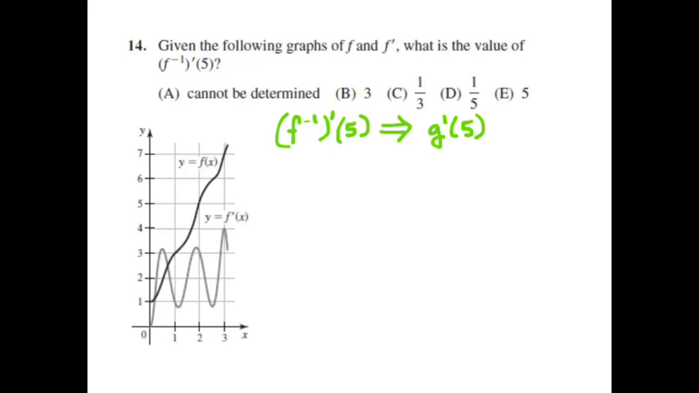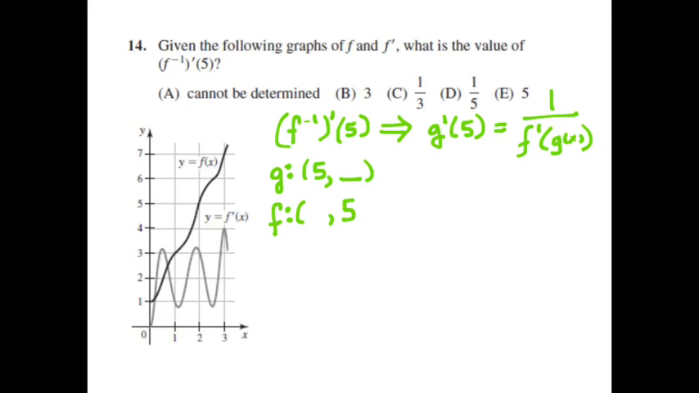Now remember, my rule says that the derivative is going to be equal to 1 over f prime of g of x, which means I don't want f prime at 5. I want f prime at whatever coordinate corresponds to 5 on the graph of g. Now if on g we have a point with an x coordinate of 5 that has some y coordinate which we don't know, and f is the inverse of that, that means the y coordinate is going to be 5 and the x coordinate is what we don't know.